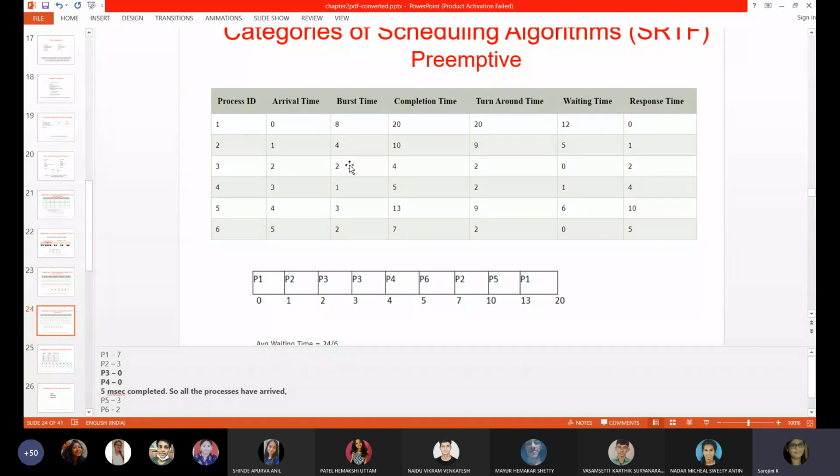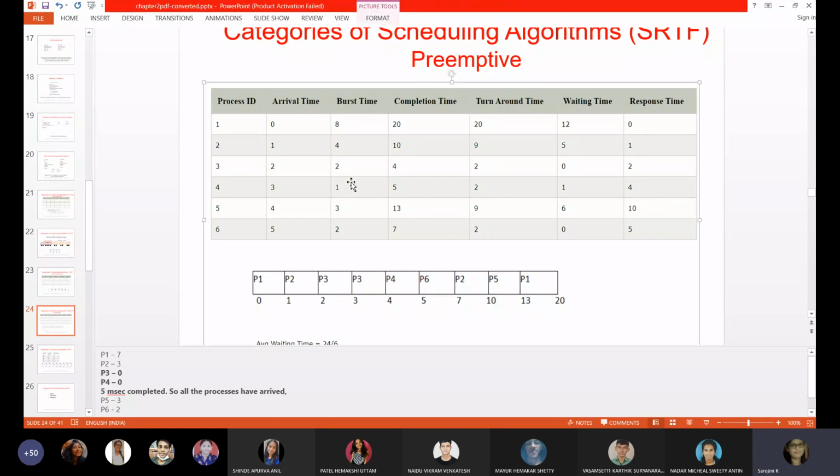But if a tie happens like this, the scheduler will apply another algorithm. Mostly that algorithm will be FCFS. So between these two processes, what is the remaining CPU burst time? Process P3, 1. The newly arrived process's CPU burst time is also 1. The remaining two I did not consider because those are more than 1. This is 7, this is 3. But the tie is between process P3 and P4.